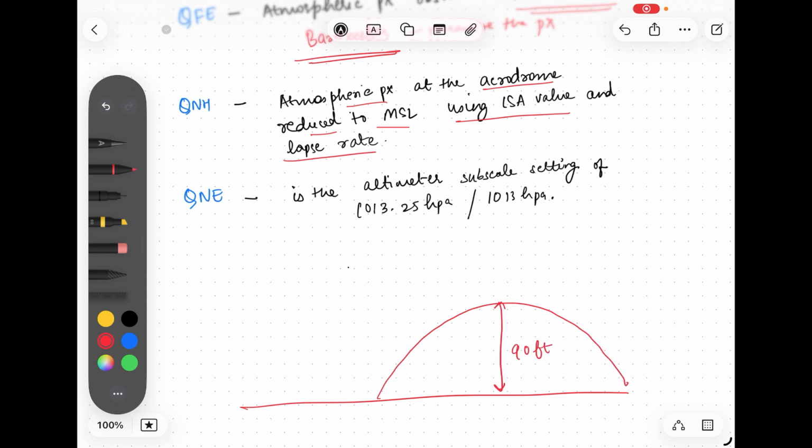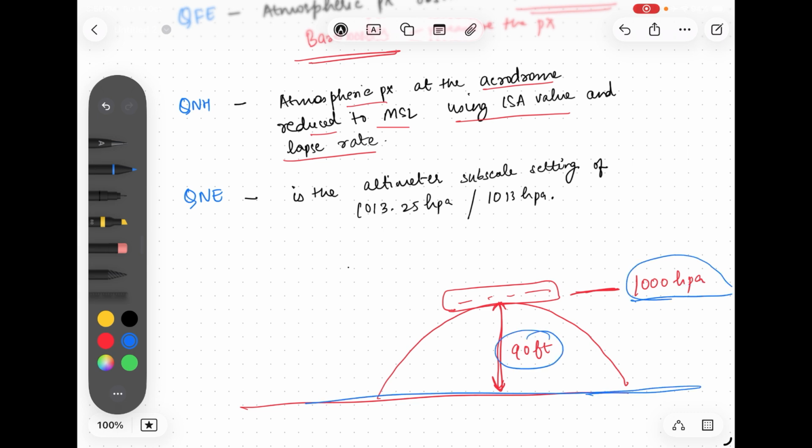Now here is my runway, for example, on this airport. This elevation is 90 feet. With the help of a barometer, I know what the pressure is here. Say the pressure here is 1000 hectopascal today. Now I know the elevation is 90 feet. The pressure is this, the elevation is this. Can I tell my mean sea level pressure now? Can I tell my QNH, that is reduced with the help of ISA values?